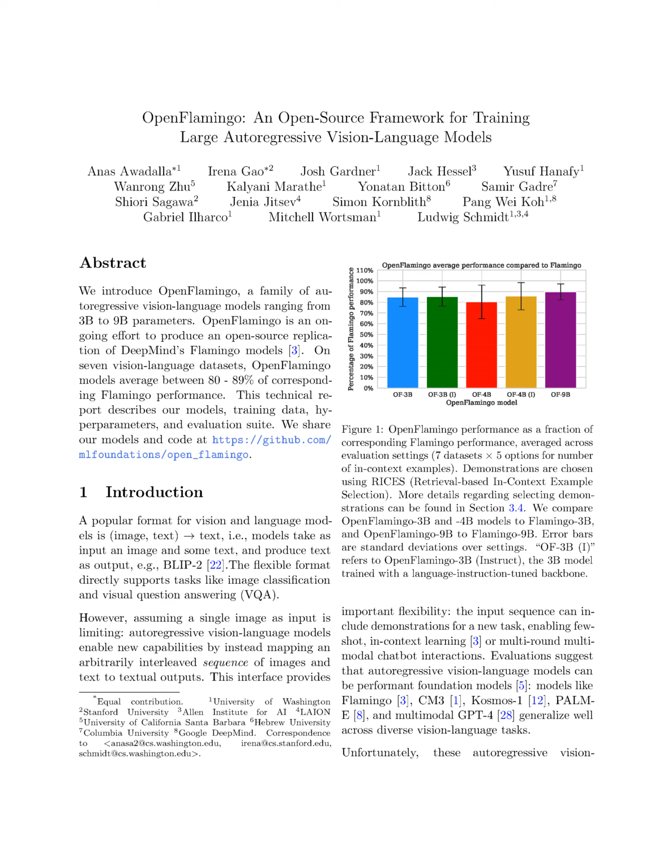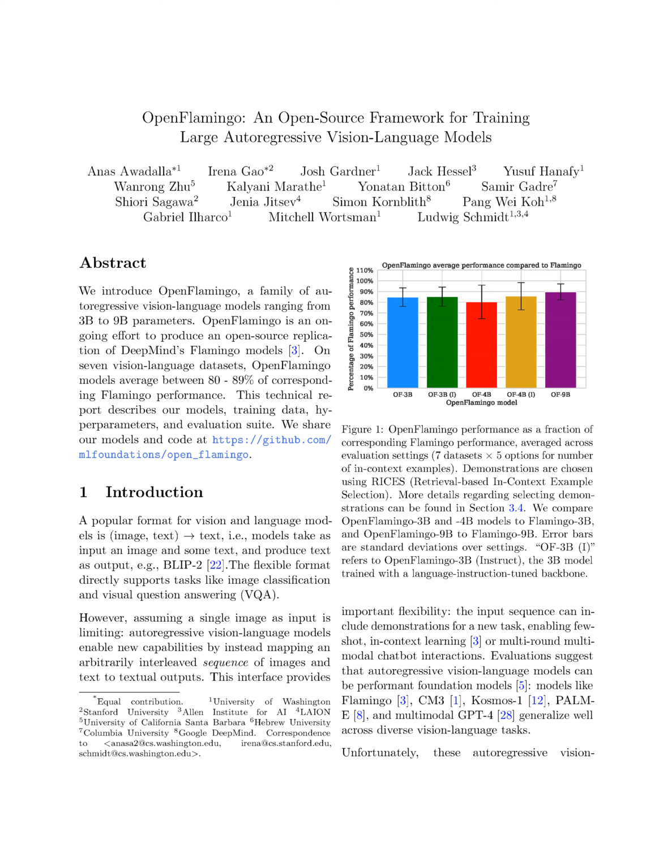Section 1 Introduction. Let's dive into the world of vision and language models. These models are typically designed to take an image and some text as input and generate text as output. A good example of this is the BLIP2 model. This format is quite versatile and can be used for tasks like image classification and visual question answering. However, there's a limitation. These models usually work with a single image as input.